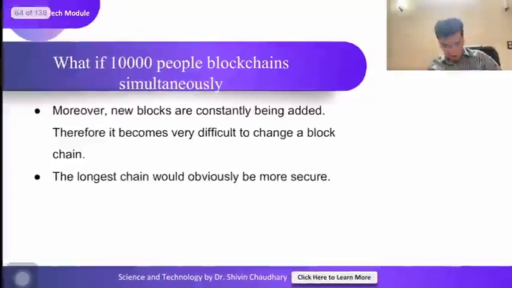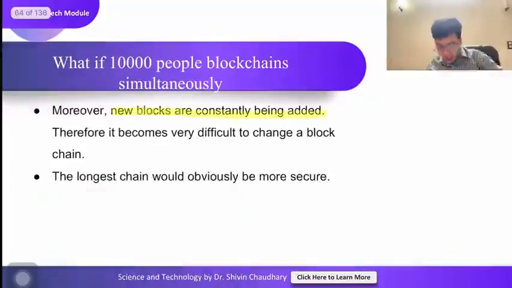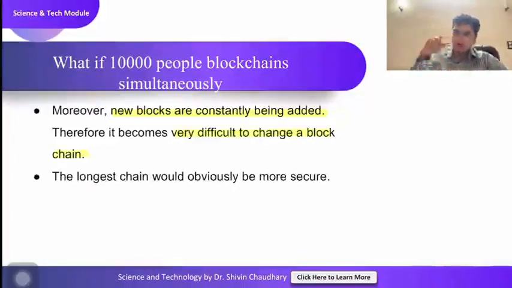अब ये बात है कि न्यू ब्लॉक्स आर कॉन्स्टेंटली बीइंग एडेड, नई ट्रांजैक्शंस तो हो रही हैं, राइट? तो इट बिकम्स वेरी डिफिकल्ट टू चेंज अ ब्लॉकचेन. आपको हर ब्लॉक में ट्रांजैक्शन चेंज करनी है, वर्क नंबर चेंज करना है, फिर नेक्स्ट ब्लॉक का वर्क नंबर चेंज करना है, फिर नेक्स्ट ब्लॉक का वर्क नंबर चेंज करना है. तो इट्स वेरी डिफिकल्ट टू चेंज इट. अ लॉट ऑफ मेहनत इज रिक्वायर्ड. एंड द लॉन्गेस्ट चेन, जो भी ब्लॉकचेन में लॉन्गेस्ट चेन है, वो सबसे ज्यादा सिक्योर है क्योंकि वो सबसे ज्यादा कनेक्टेड है, राइट? सो आई होप इतना क्लियर है, right?